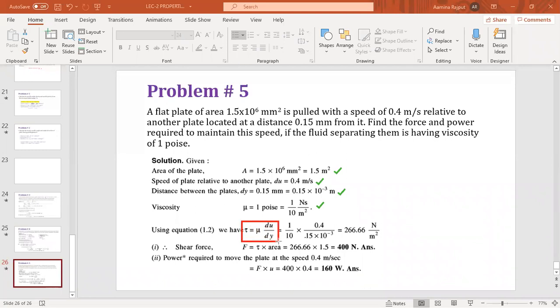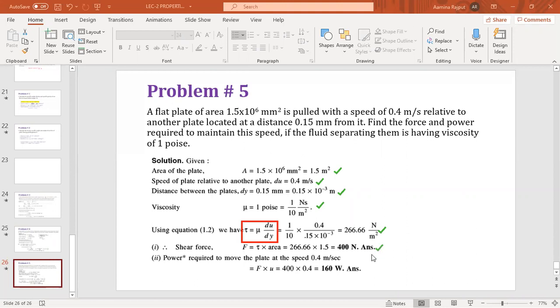Now use Newton's law of viscosity, the formula. This should now be remembered by heart. Just plug in all the values and determine the shear stress. Hopefully it will come out to be the same. And the units of shear stress are Newton per meter square. Now the force is shear stress into area. So it comes out to be 400 Newton.